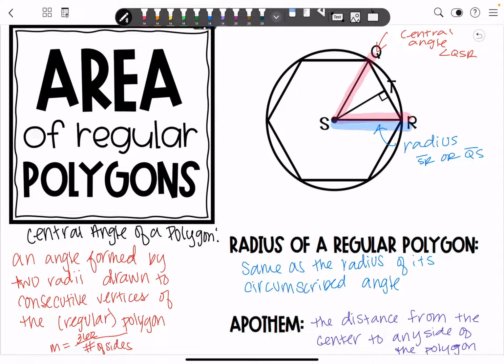Next, you've got the apothem. Now, the apothem is something different. That goes from the center all the way to the side. So we're going to say that that's our apothem right there. And it's side ST. Don't forget that your center is just point S.